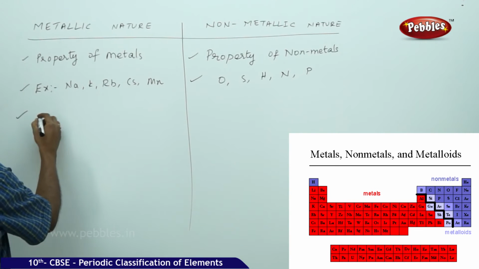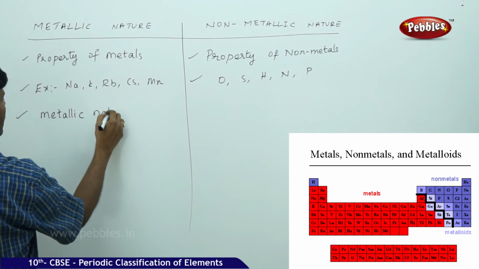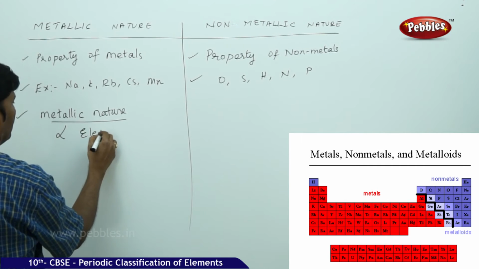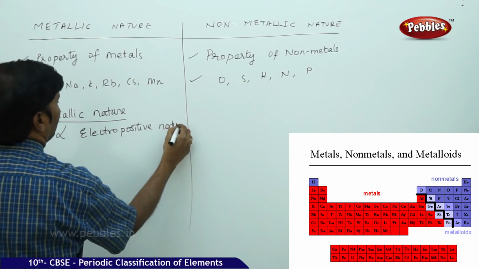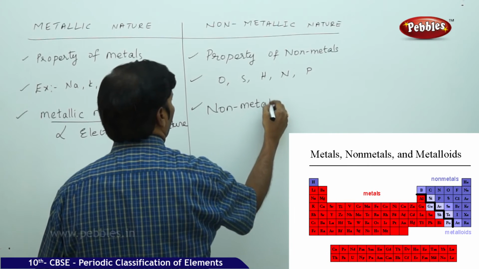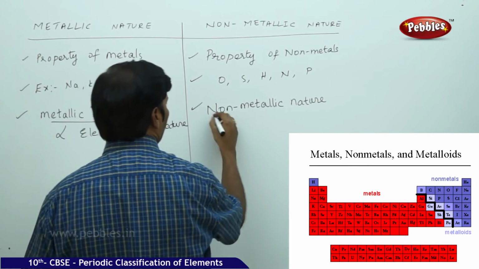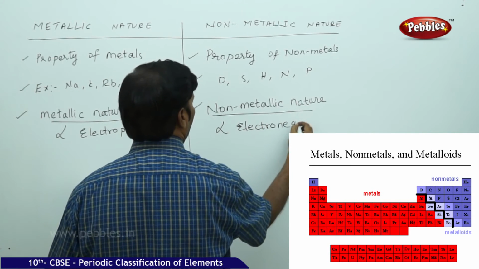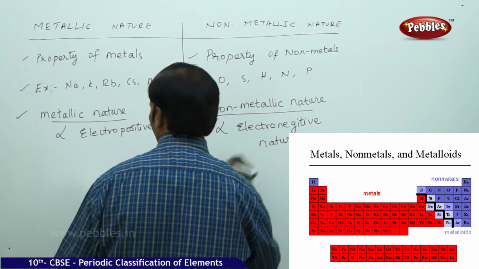Metallic nature of metals is directly proportional to electropositive character. Non-metallic nature of elements is directly proportional to electronegative nature of elements.